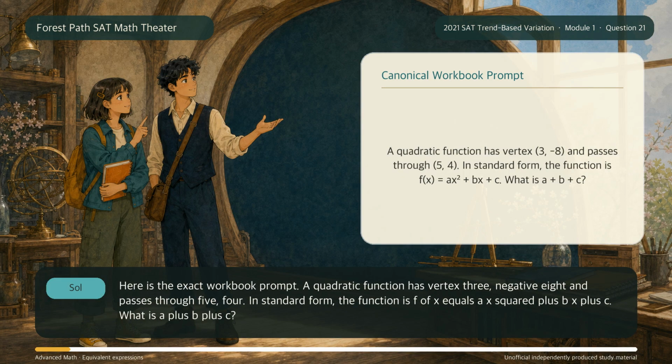Here is the exact workbook prompt. A quadratic function has vertex (3, -8), and passes through (5, 4). In standard form, the function is f(x) = ax² + bx + c. What is a + b + c?